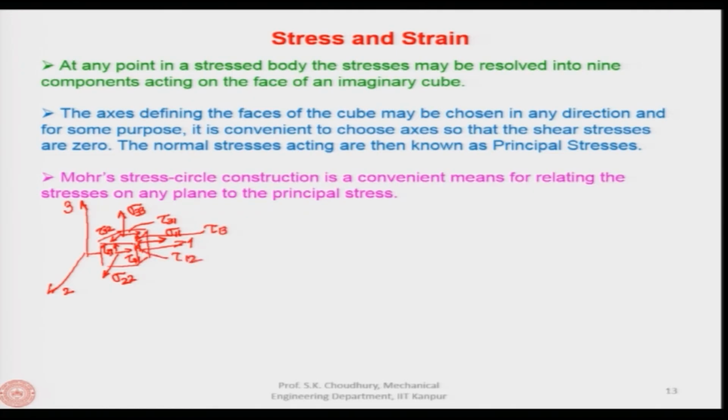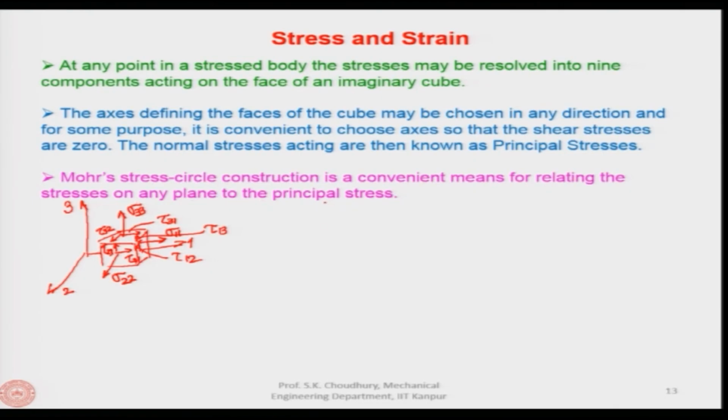So, if you see that there are 9 components of stresses which are there, and the axis defining the faces, like for example, here we have taken 1, 2 and 3 of the cube may be chosen in any direction, and for some purpose it is convenient to choose axis so that the shear stresses are 0. In that case, the normal stresses acting, as you know, are called the principal stresses, all right.